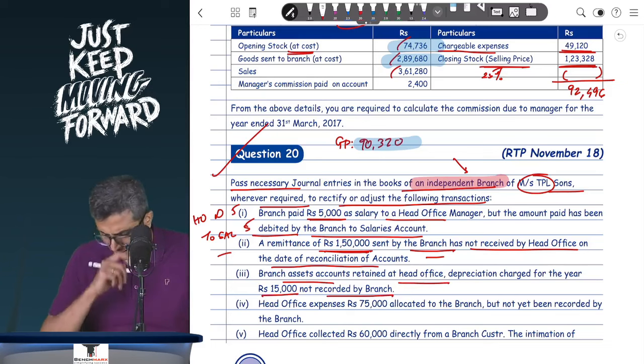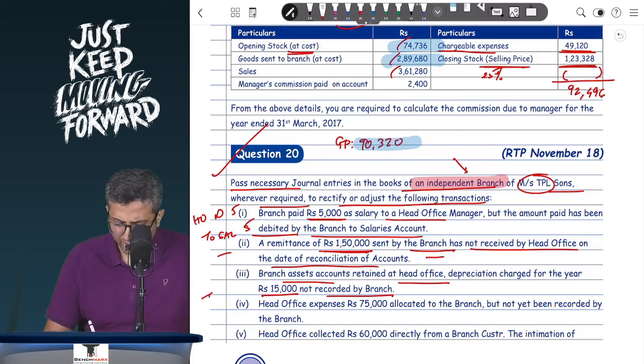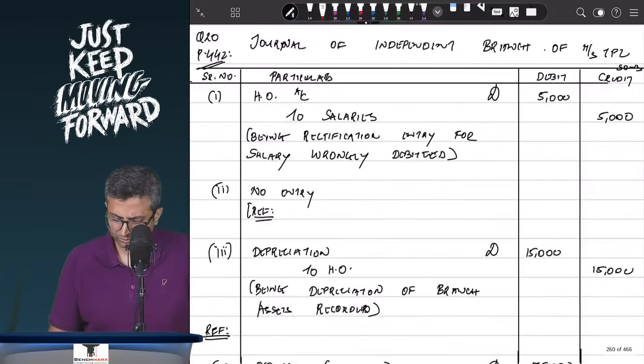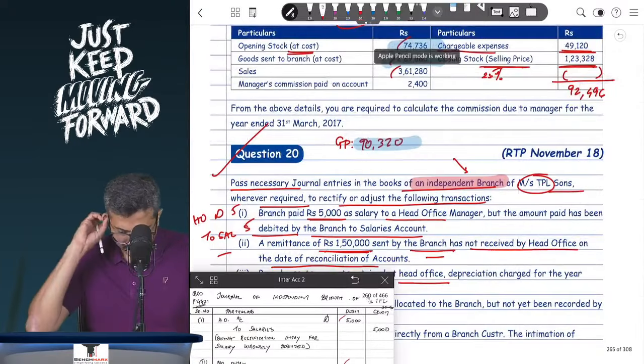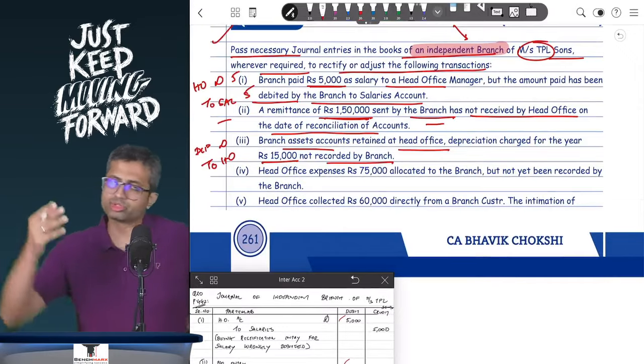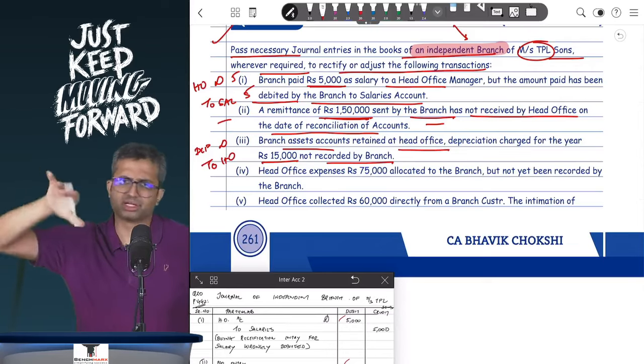Branch assets are retained at the head office, depreciation charge for the year of 15,000 not recorded by the branch. So assets are with the HO. So this is depreciation to the head office, I believe. HO to depreciation. This is your expense. Assets are there in HO's books. If assets are created, assets are in HO, HO is credited.